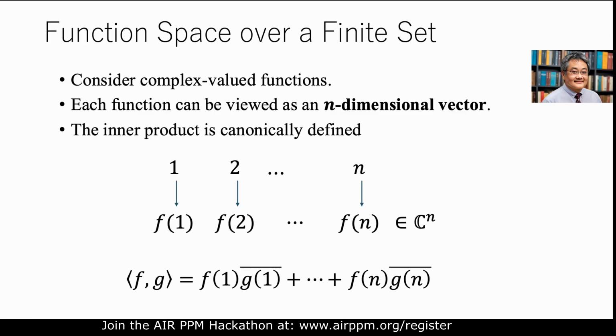First, let's introduce a function space defined over a finite space. Consider the set of integers from 1 to n. Any complex valued function on this set can be represented as a vector of n complex numbers, forming an n-dimensional complex linear space. Moreover, we can naturally define an inner product in this function space.